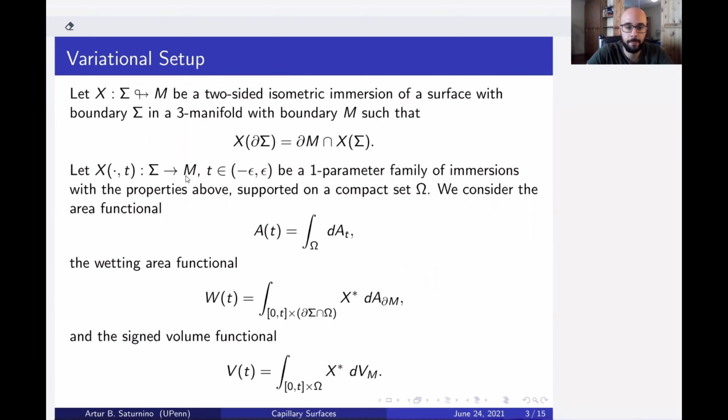And the third functional is the signed volume functional. What this measures is, again, imagine that we have the same setup as before. So we have a kind of spherical cap sitting on a surface in R^3. Then what this measures is how the interior volume varies as we do the variation.